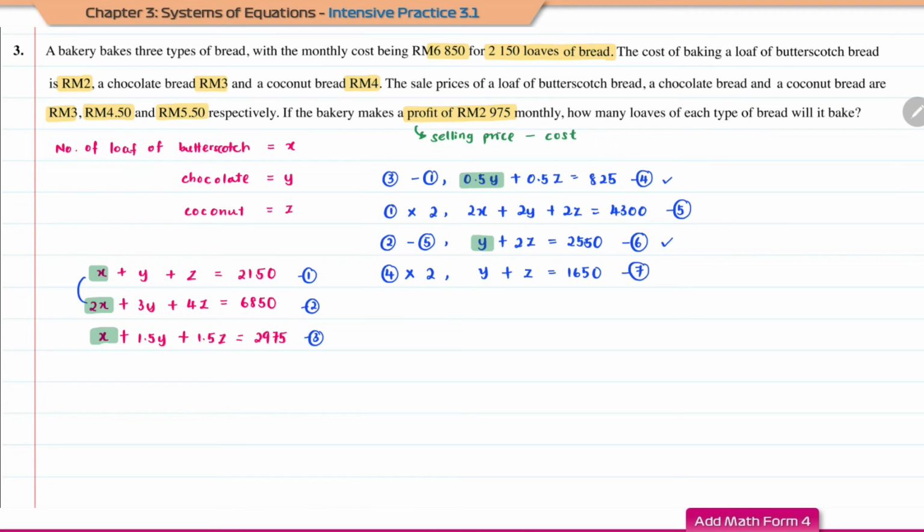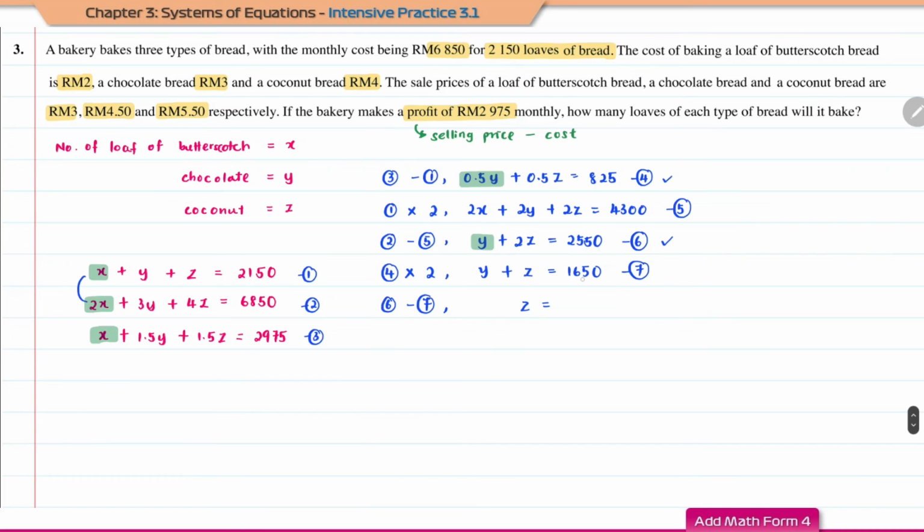Now I already have the y of the same value. I'm going to use equation 6 minus equation 7. So y minus y is 0, 2z minus z is z. So the number 2,550 minus 1,650 is equal to 900. Therefore, we already find the coconut one. The number of loaves for the coconut is 900.